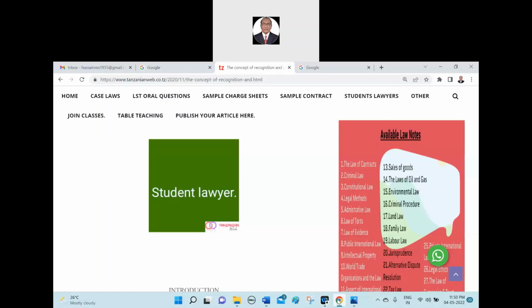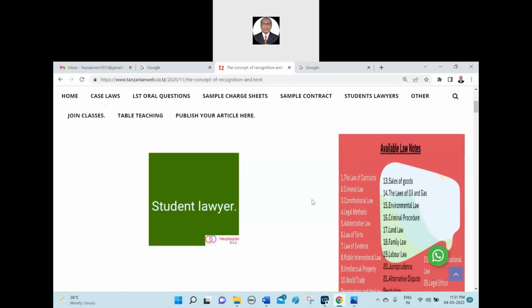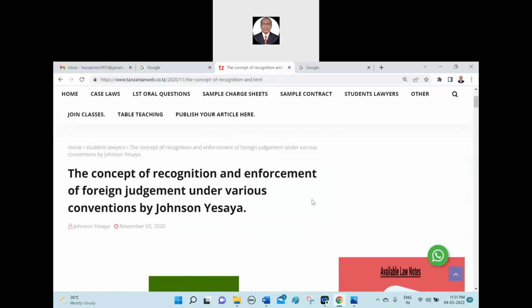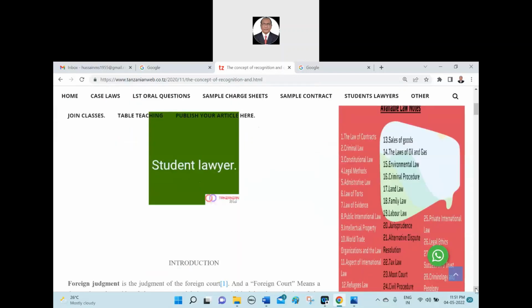The first one. See, recognition and enforcement: it is recognition first, then only enforcement will come. First, what comes? Recognition will come. So, the concept of the recognition and enforcement of the foreign judgment under the various conventions, of course, is an article written by Johnson Yahya.